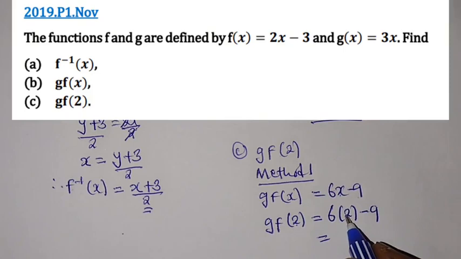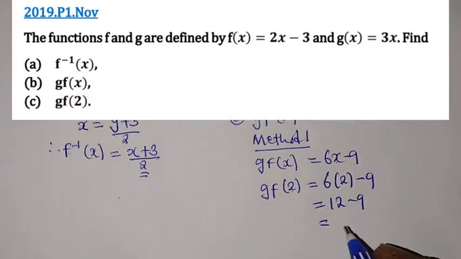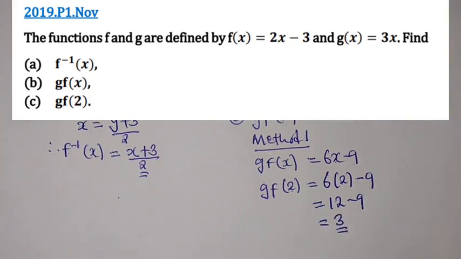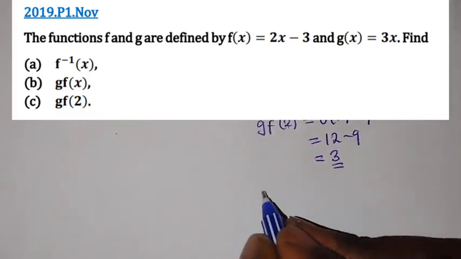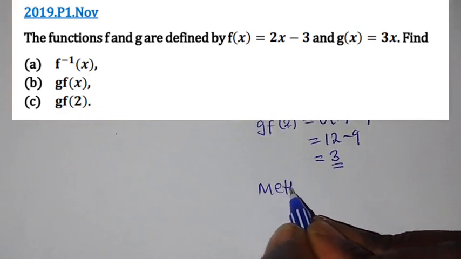So 2 times 6, it's a 12 minus 9. So this one will give us 12, take away 9, to give us a what? A 3. This is our answer. Okay, now we can also find the same using what?